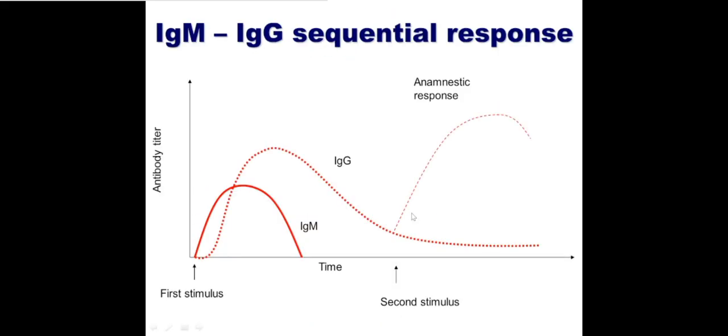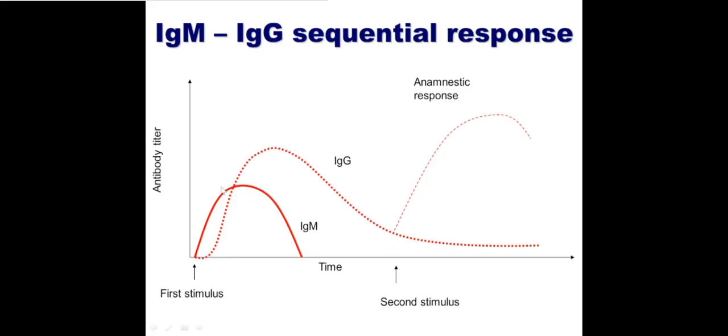What concentration? See this graph. This is the first time of infection, and this is the second time of infection. During the first time of infection, the concentration of IgM will be high, right?